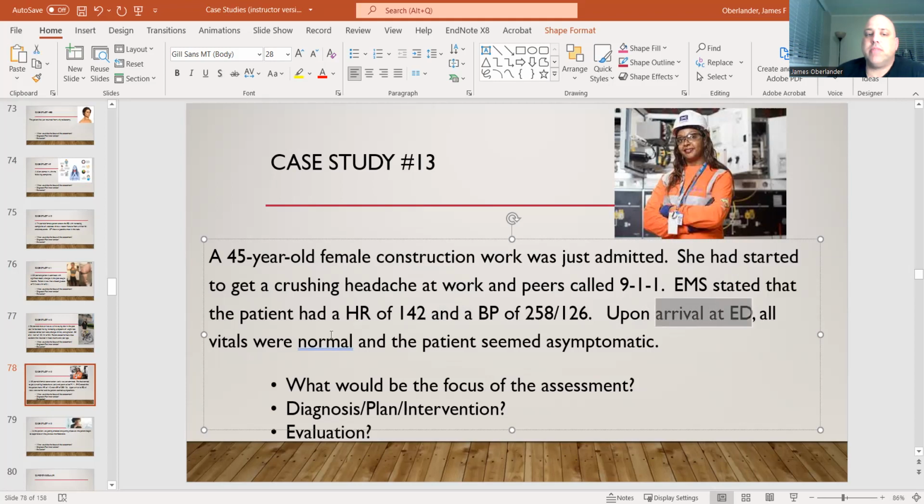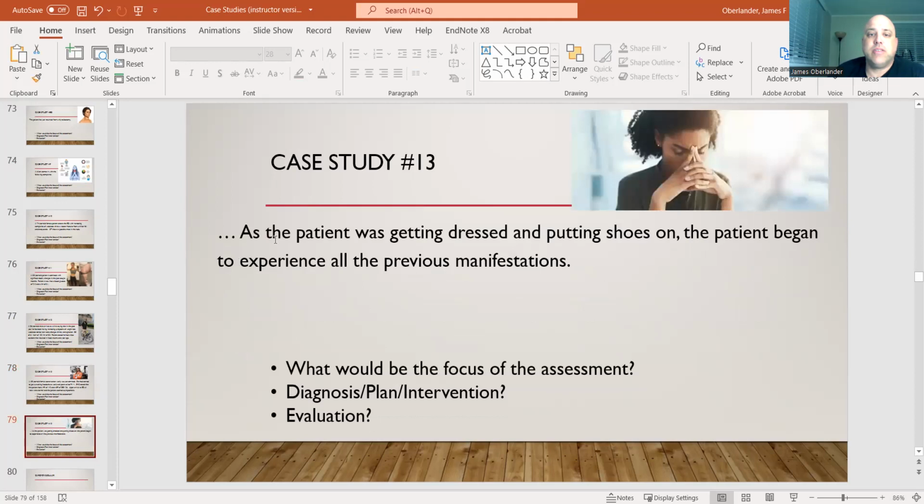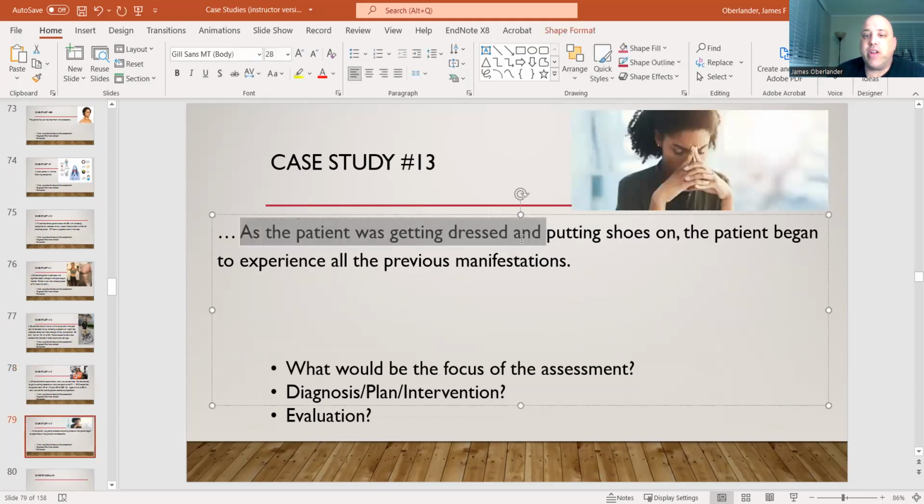When EMS showed up, they were fine. So they were fine, they went up real fast, and then they were fine again. What's going on? They're going to die if you don't figure this out. Like, legit, no joke. Blood pressure and heart rate went through the roof, and then a few minutes later, they were fine again. Y'all need to go look at pheochromocytoma. That's an adrenaline issue. Then as the patient was getting dressed and putting shoes on, they began to experience all the previous manifestations. So once again, it came back.